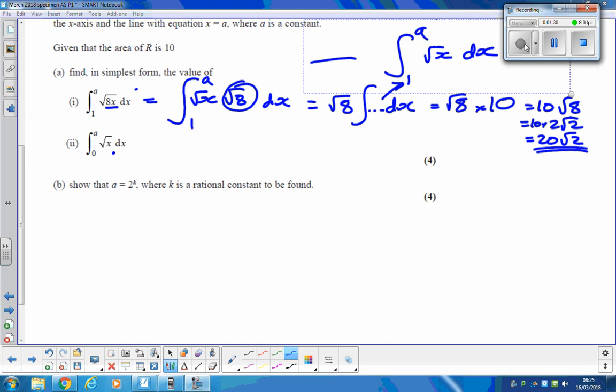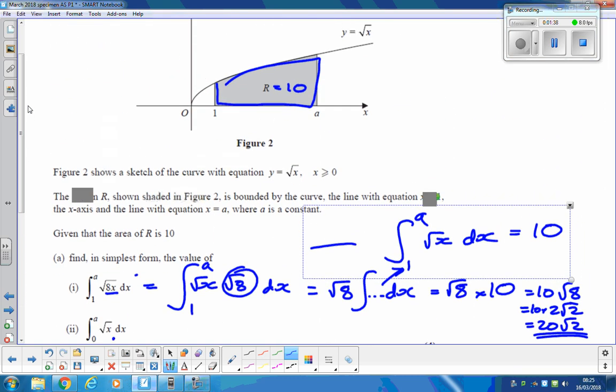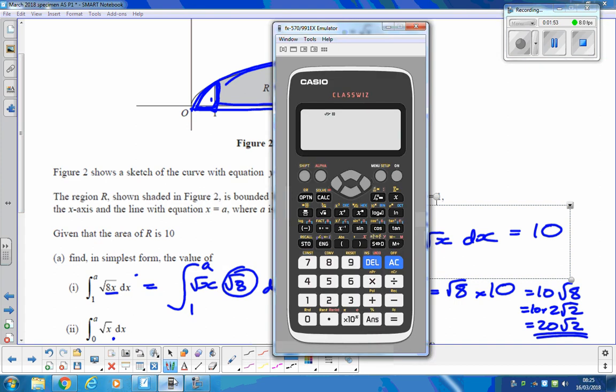This one here, we're now going from 0 to a. So, sorry, I've moved it up again, but let's go back to the picture here. So that means we now need to go all the way for this whole area. We already know that bit's 10, so our job is just to work out what this bit here is. Well, we could use our calculator to do it, I suppose. Let me show you what it's going to be.